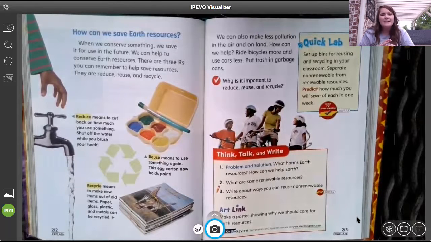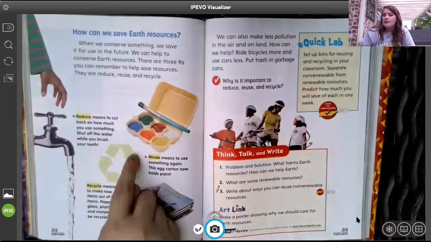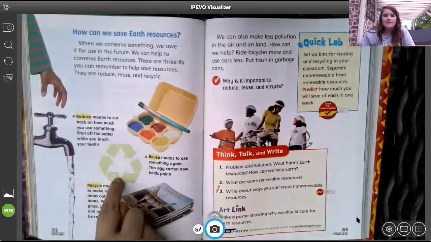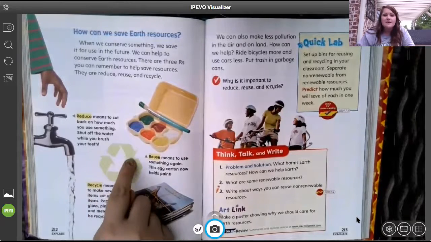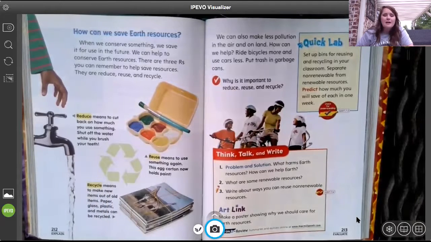And finally, the last thing you can do is recycle. So recycling means to make new items out of old items. A lot of the things that you buy will have this symbol on them, and that means reduce, reuse, recycle. If you see that symbol on it, it usually means that that item can be recycled. And what happens is that you sort things by what they're made out of. So it could be glass, it could be metal, it could be paper, it could be plastic.